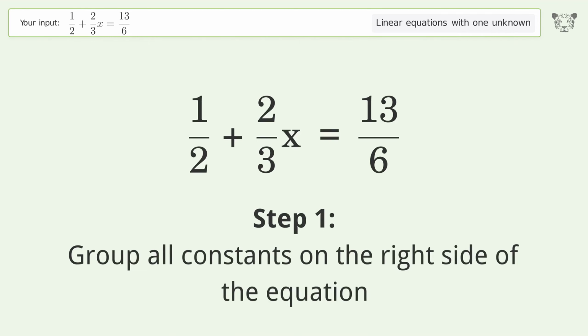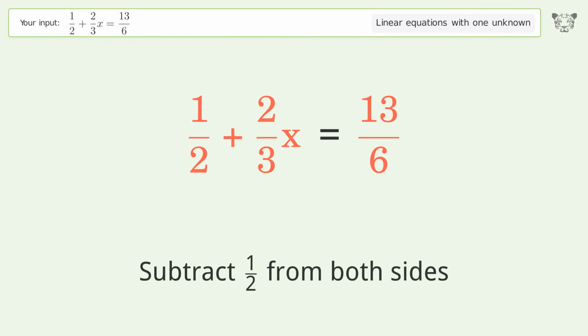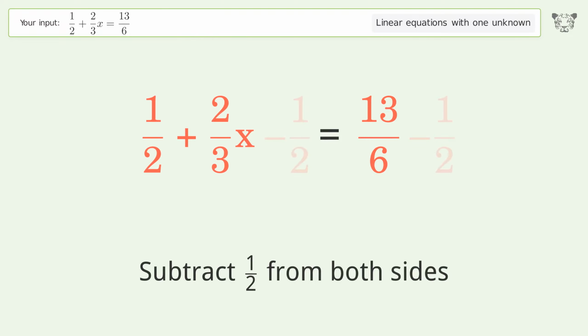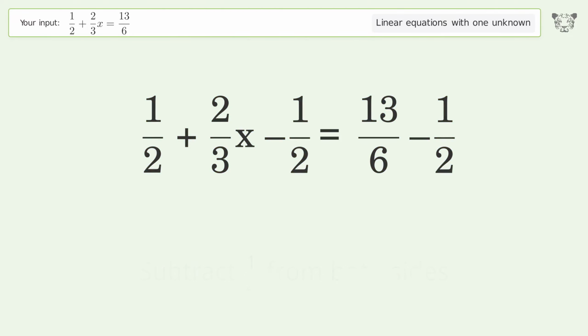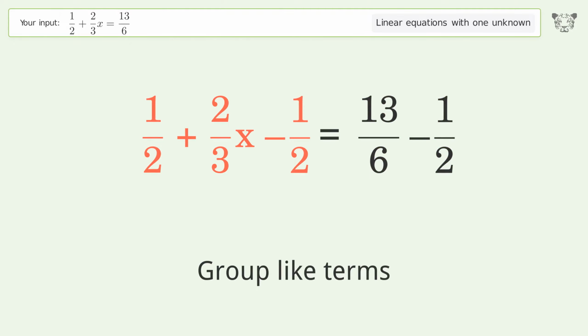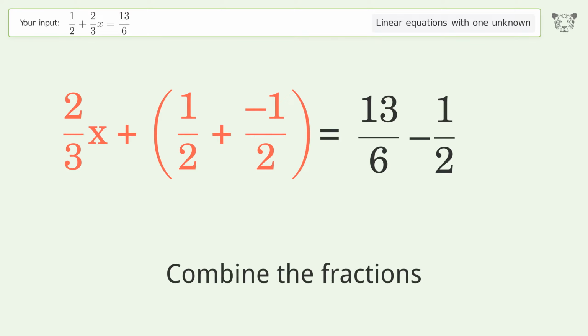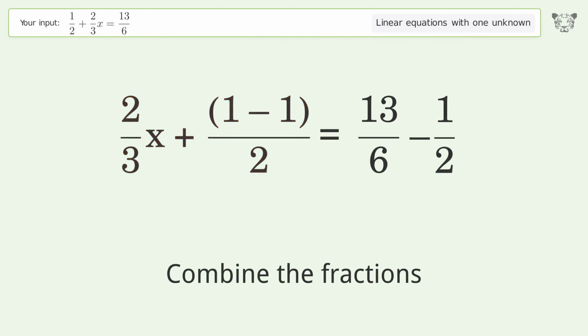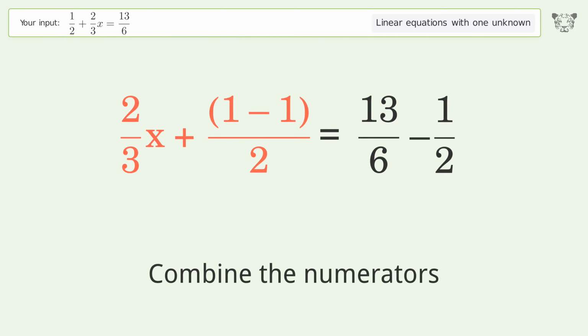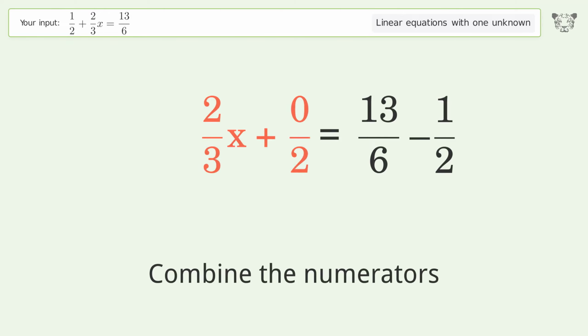Group all constants on the right side of the equation. Subtract 1/2 from both sides. Group like terms. Combine the fractions. Combine the numerators. Reduce the zero numerator.